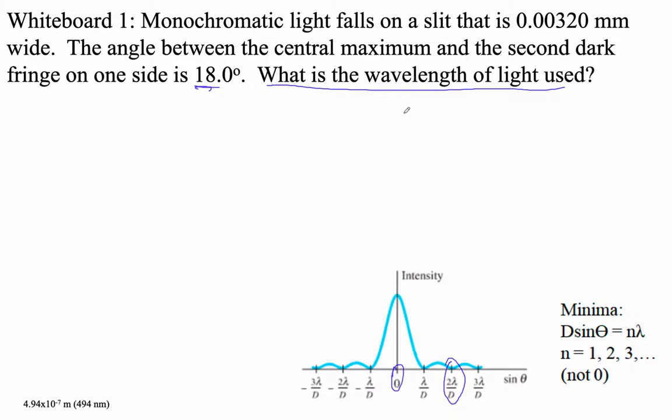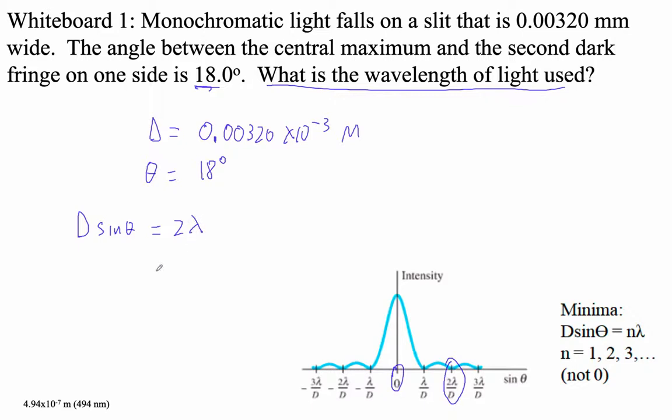I think I can do this. Okay, so we don't know the wavelength of the light, but we do know that D is 0.00320 times 10 to the minus third meters. And we know that that angle is 18 degrees, right? So I'm going to say D sine theta is equal to, it's the second dark fringe, so it's really 2 lambda.